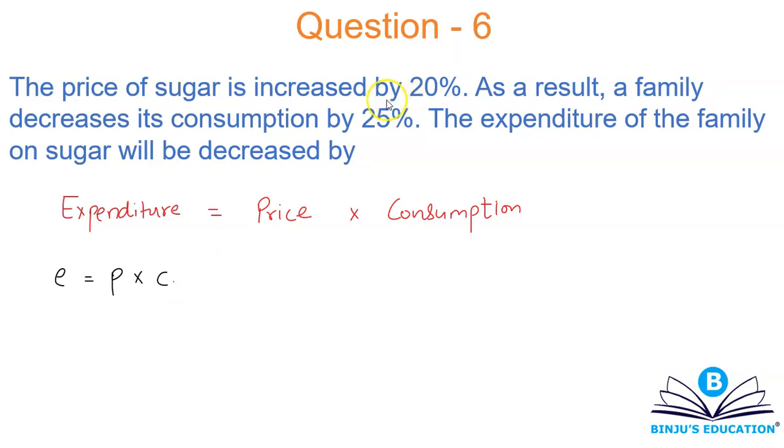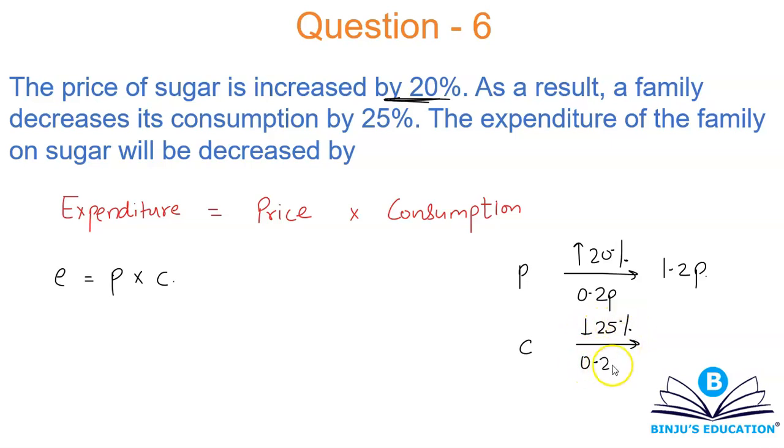If the price of the sugar is increased by 20%, I'll be increasing price by 0.2 P, which means the price will become 1.2 P. And if I'm decreasing the consumption by 25%, I'll be decreasing it by 0.25 C, so this will become 0.75 C. So I can say that my new expenditure, let me call that E dash, will be equal to 1.2 P multiplied by 0.75 C, which will basically be equal to 0.9 PC.